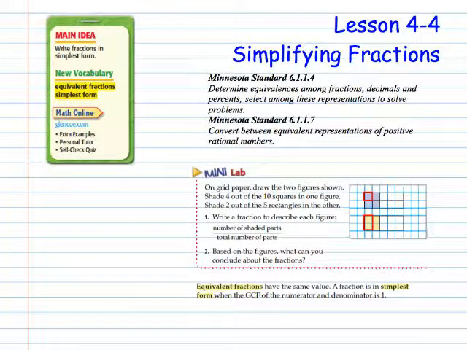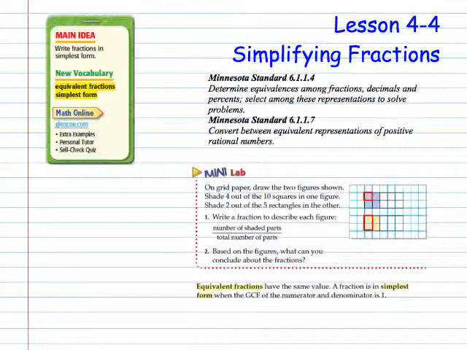This is lesson 4.4, simplifying fractions. On grid paper, draw the two figures shown. Shade 4 out of 10 squares in one figure. Shade 2 out of the 5 rectangles in the other.